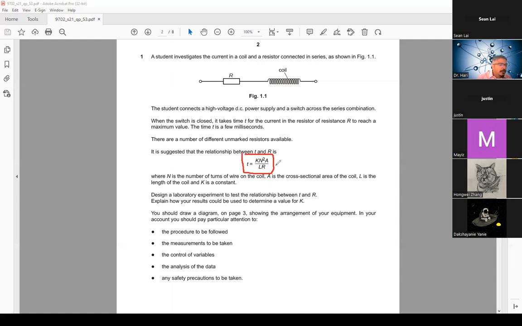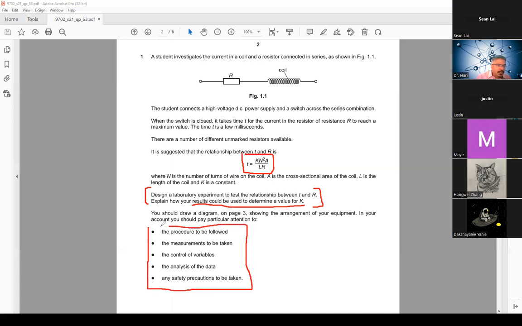And then the most important thing is that they say to design a laboratory experiment to test the relationship between T and R, time and the resistance, and use your results to determine the value of K. This is also what students missed out, especially under analysis. How do you find K? How is it related to the graph that you have plotted? Keyword.